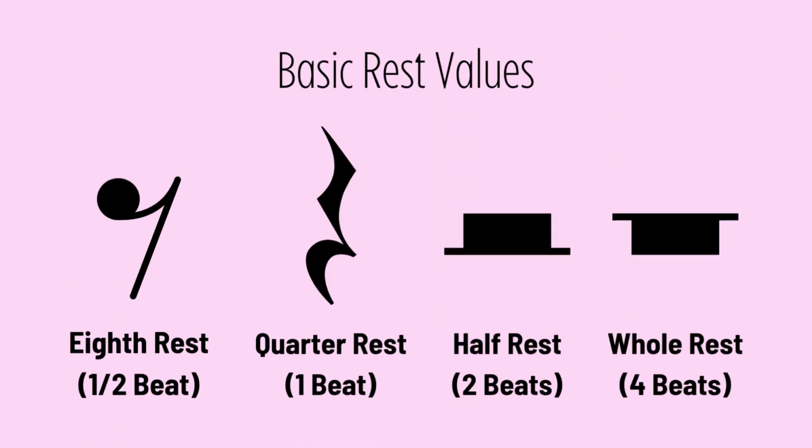Now let's look at rests. Just like notes show sound, rests show silence. A rest tells you when to be quiet and how long the silence should last. The rest values match the note values. An eighth rest gets half a beat of silence. A quarter rest gets 1 beat of silence. A half rest gets 2 beats of silence. And a whole rest gets 4 beats of silence.